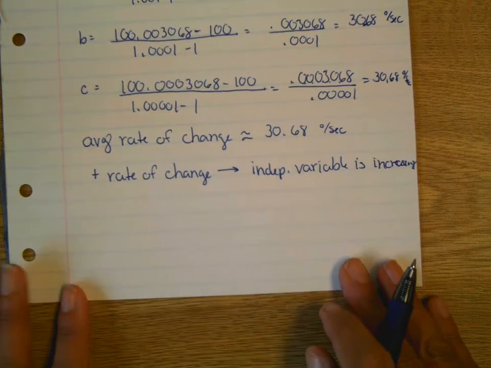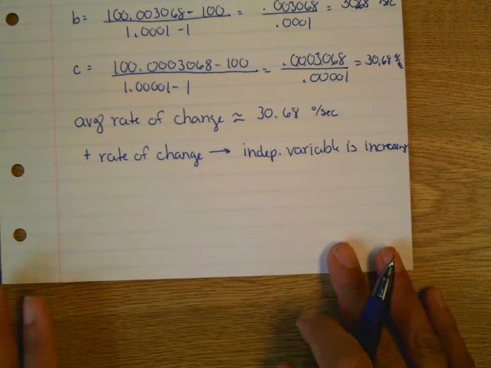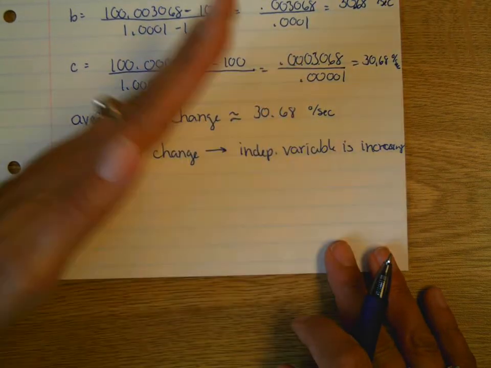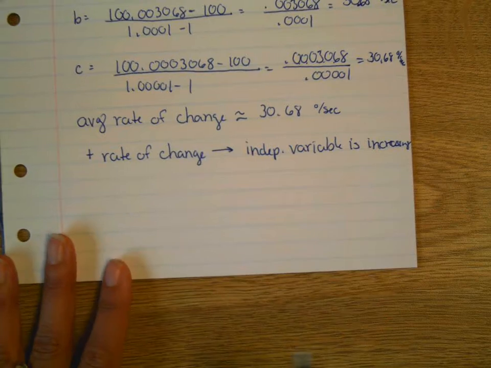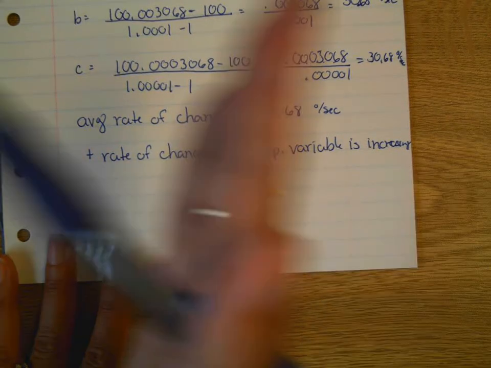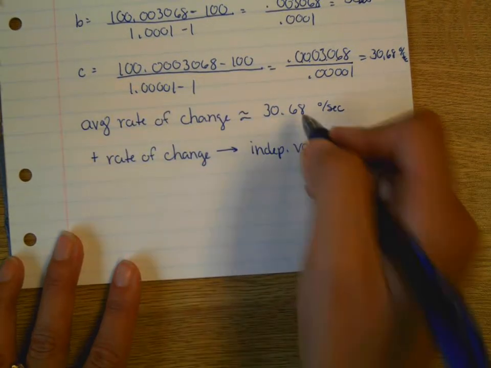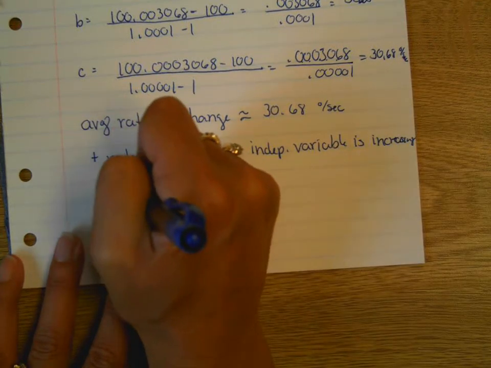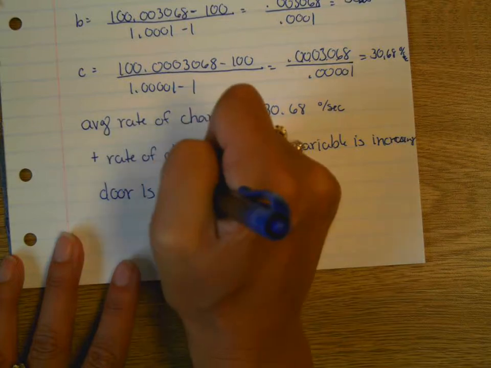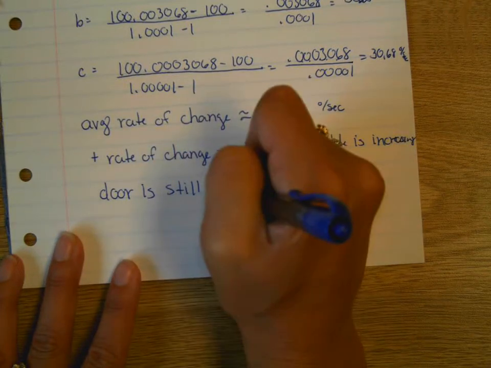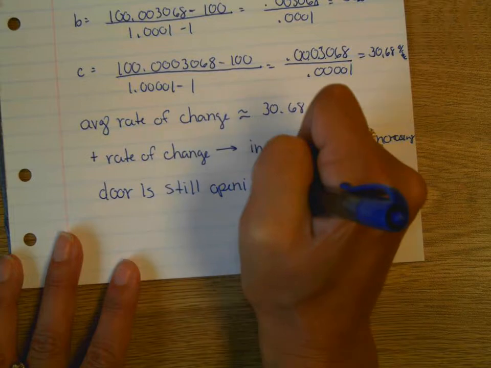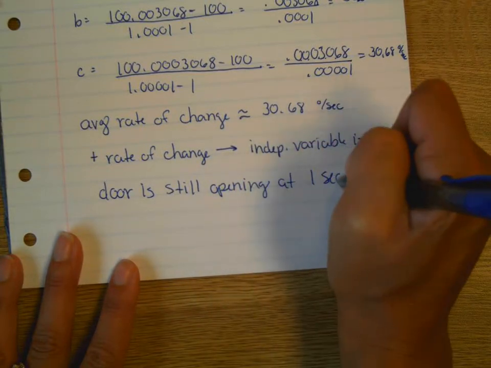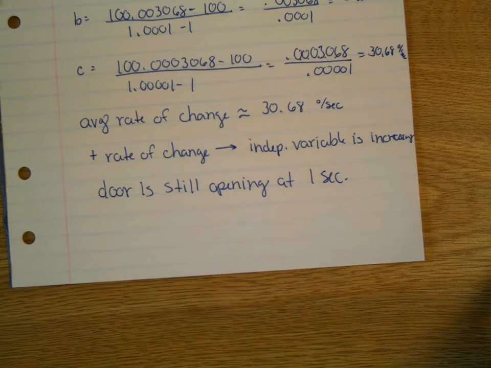It's increasing there. So think about it. Our independent variable was the degree of the opening. If that degree of the opening is increasing, that means our door is opening at 1 second. So this positive value means that the door is still opening at 1 second. And you can see that from the graph. I'll show you.